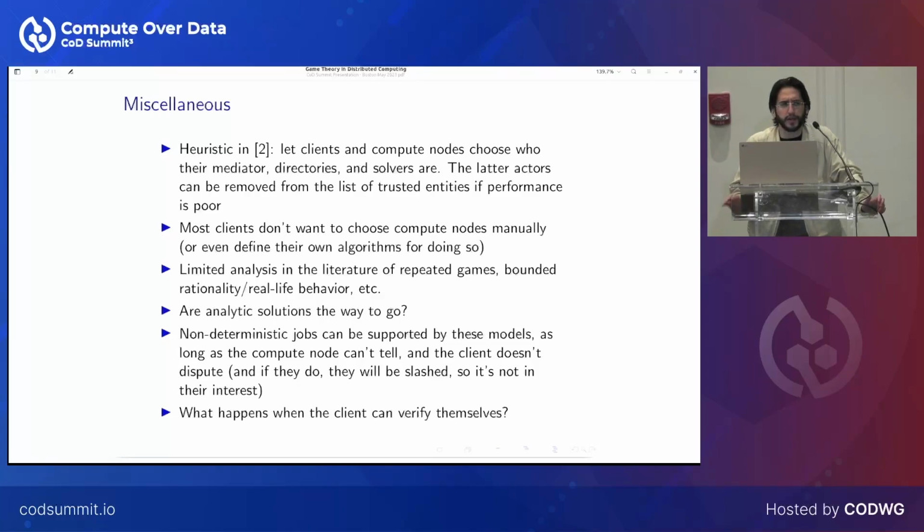It's also really important to note that the game theory changes quite a bit when the client actually does have enough hardware or does have the computational power to check a result for themselves.